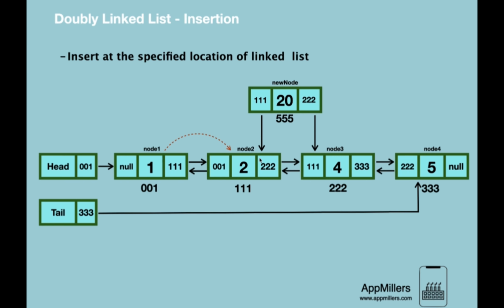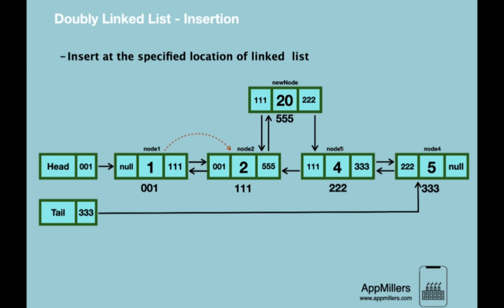Then the next step is we need to set node 2's next reference to the physical location of new node. So we will update node 2's next reference to the physical location of new node, which is 555, and by doing this, we are creating a link between node 2 and new node. So after creating a link between them, the link between node 2 and node 3 gets destroyed.